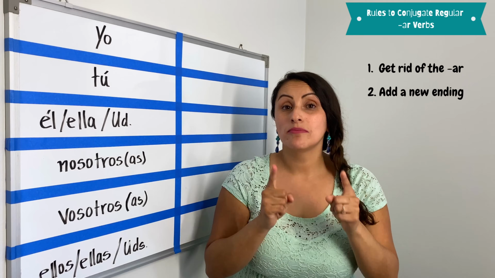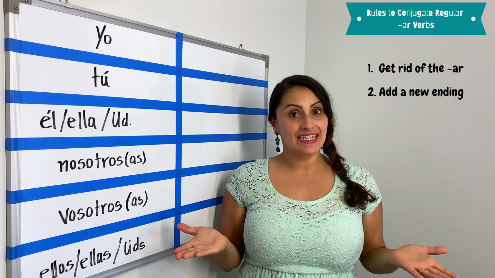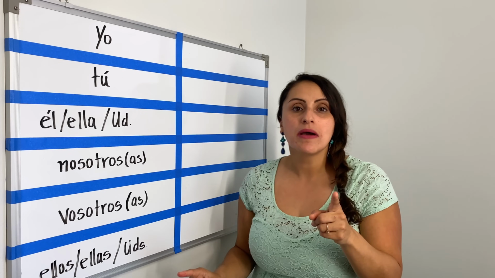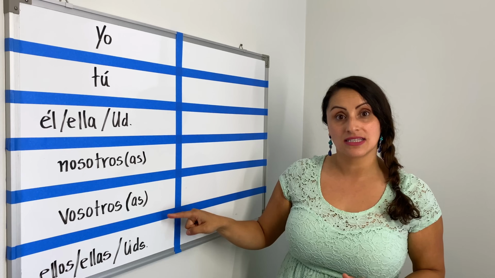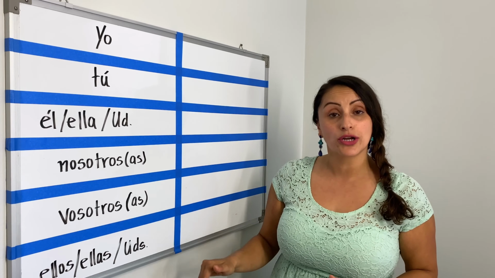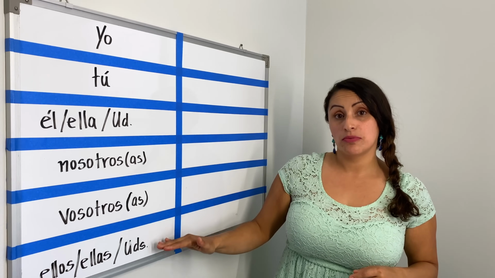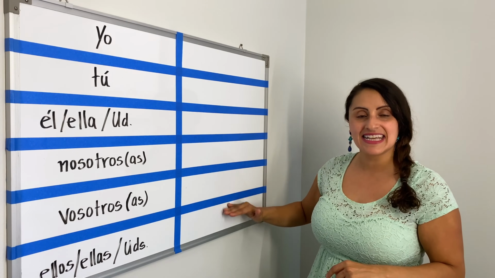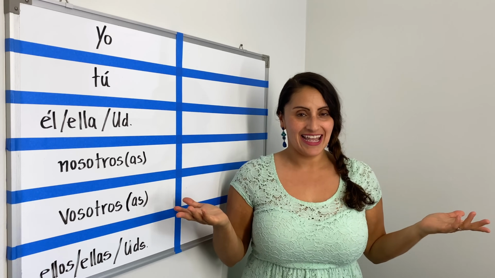Remember how rule number 2 says that we have to add new endings? Well, they are based off of the subject pronouns. And remember that in a previous lesson, I told you that it was important that you memorize the subject pronouns in this specific order. This is why. If by now you know the subject pronouns in the correct order, all you have to do is memorize the endings that we're about to learn. So, shall we go over the endings?